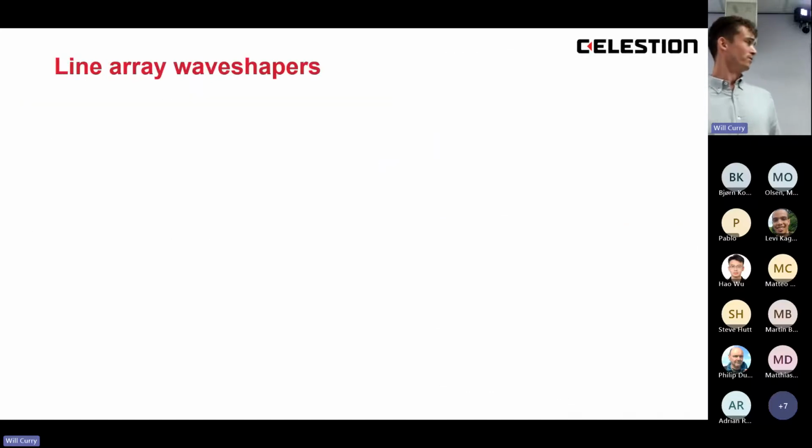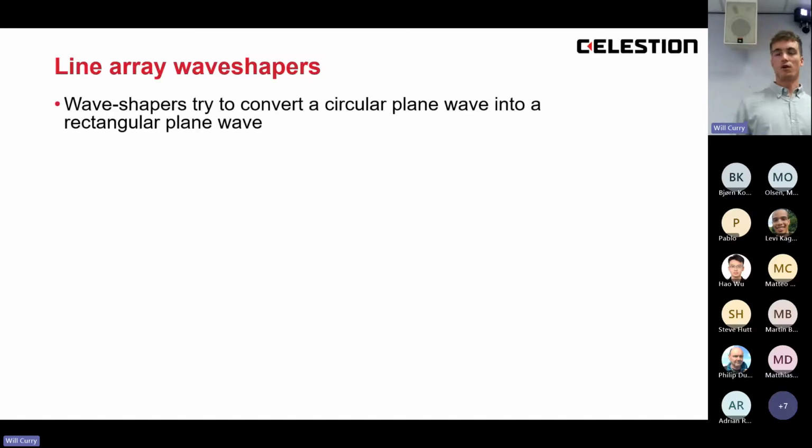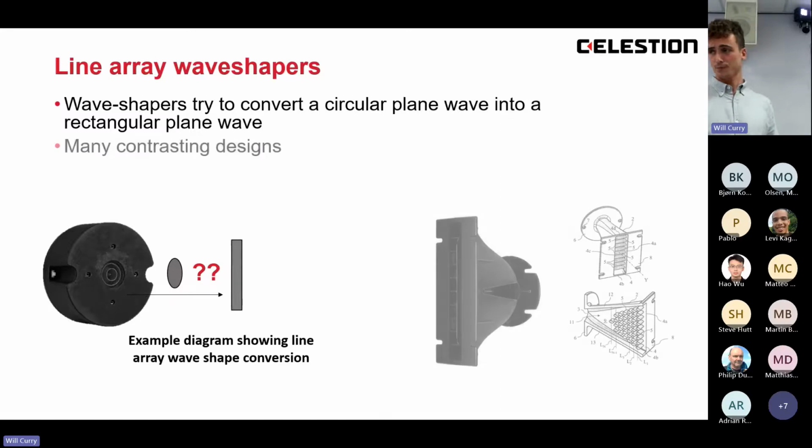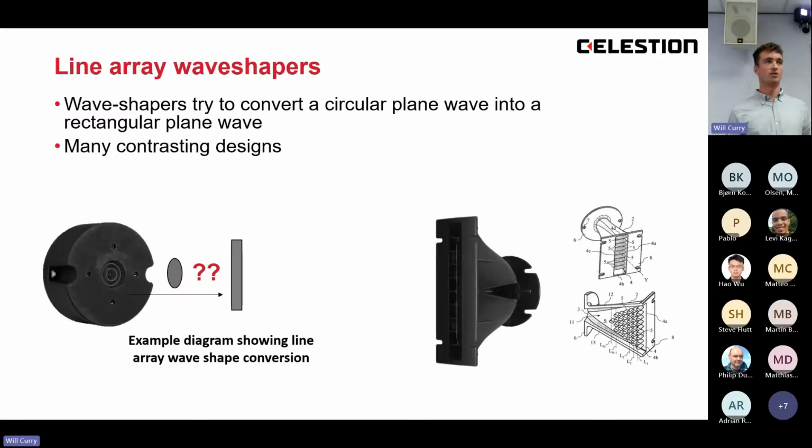So another thing that I'll cover in this seminar is line array wave shapers. These are devices which try and convert a circular plane wave from a compression driver into a rectangular plane wave at the exit of the wave shaper. And the idea is you put lots of these on top of each other to create a long line source. So you have a line source even at high frequencies. There are loads and loads of contrasting designs seen in commercial products, and the pressure isn't always constant across that exit surface.